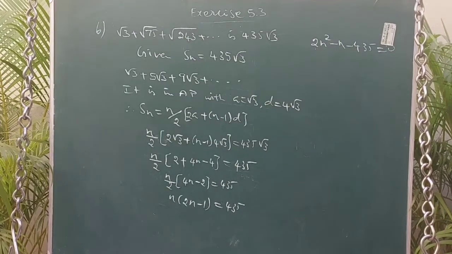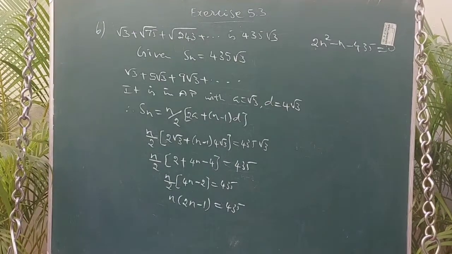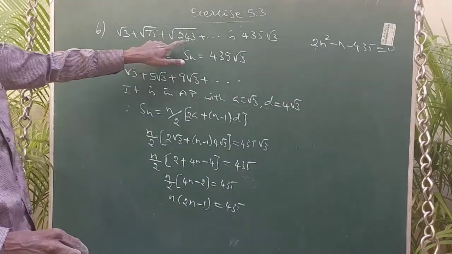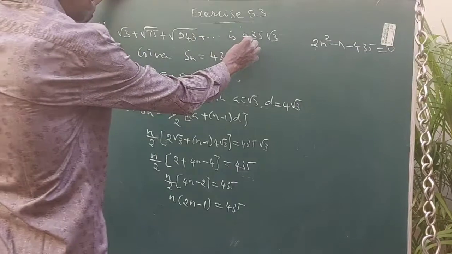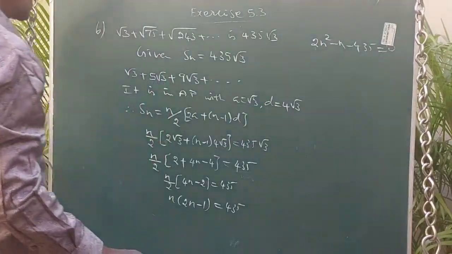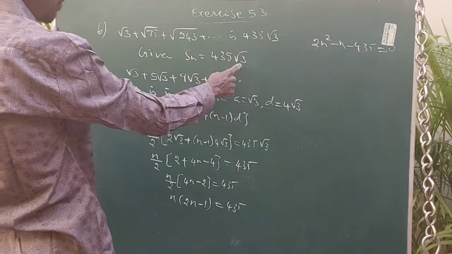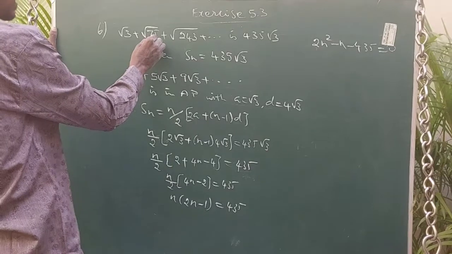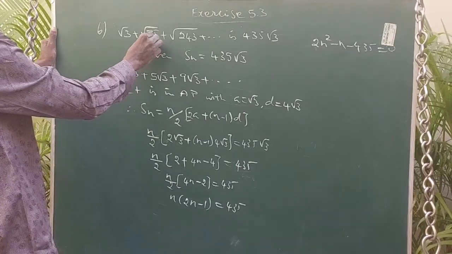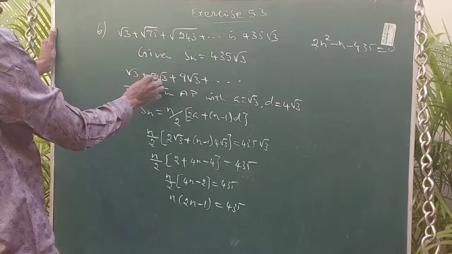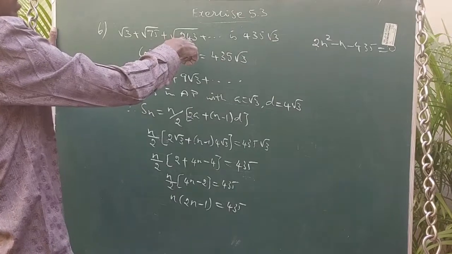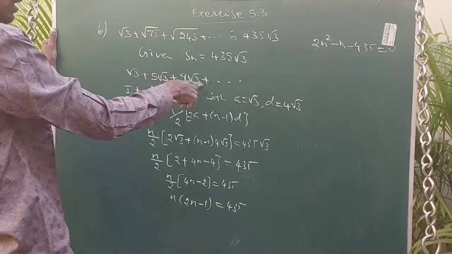Question number 6 in exercise 5.3. The question is: find the value of n if the sum of n terms of the series root 3 plus root 75 plus root 243 plus etc. is given as 435 into root 3. So given that Sn equal to 435 into root 3. Now look at this given series: root 3. This 75 can be written as 25 into 3, so root of 25 is 5, so 5 root 3. Obviously 243 is 81 into 3, so root of 81 is 9, so 9 root 3 plus etc.